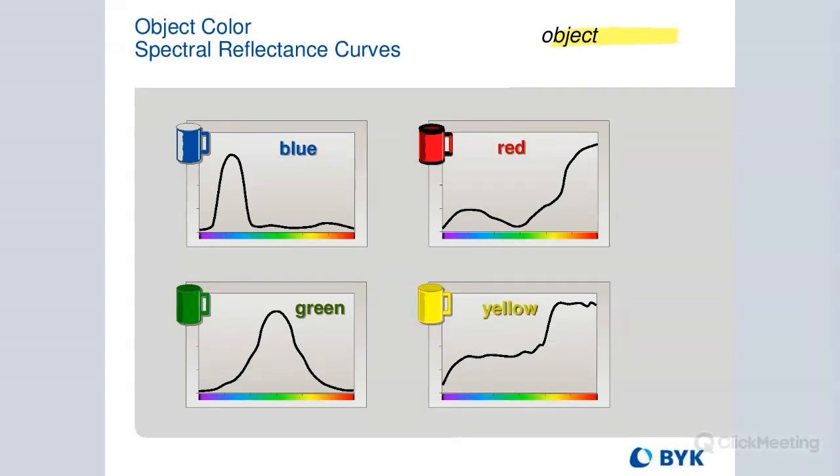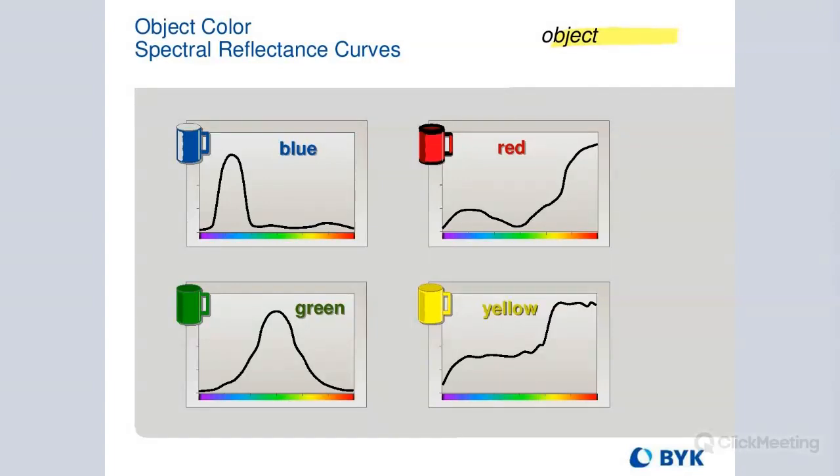All right, so this is something that we do at customers. We talk about the spectral curves, and spectral curves are really important because they give you an idea of what the color is. In this example, the first one on the left top is blue. The second one is red. The third one on the bottom left side is green, and the other one is yellow.